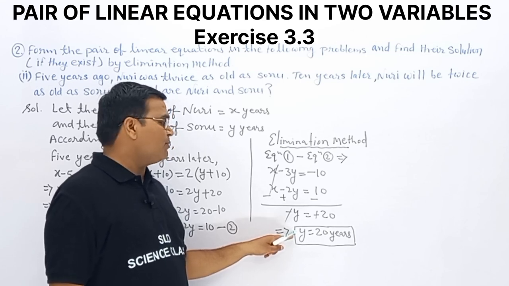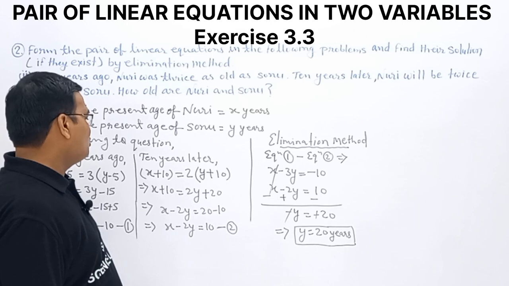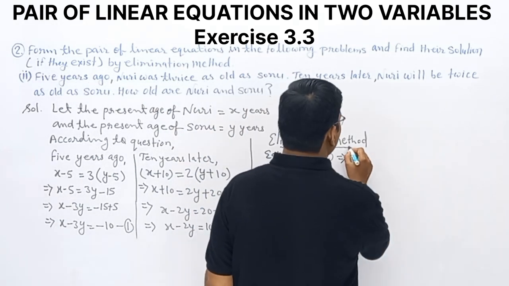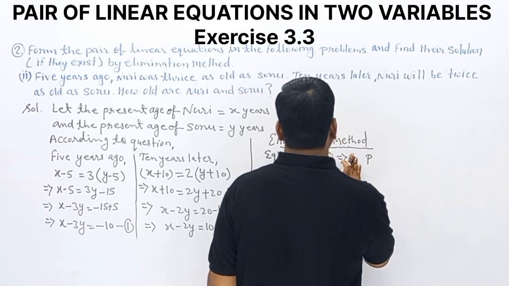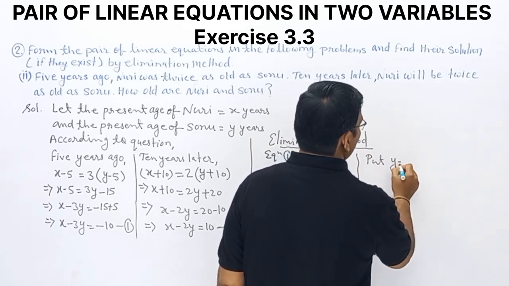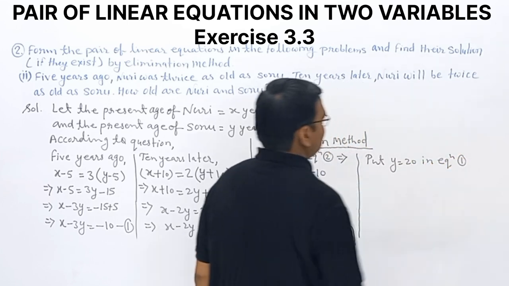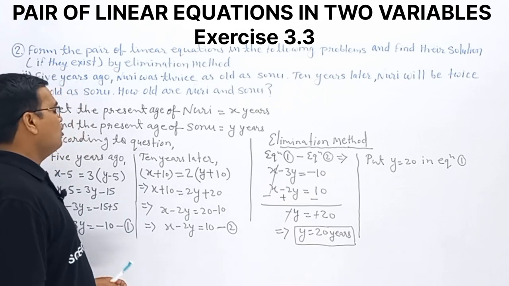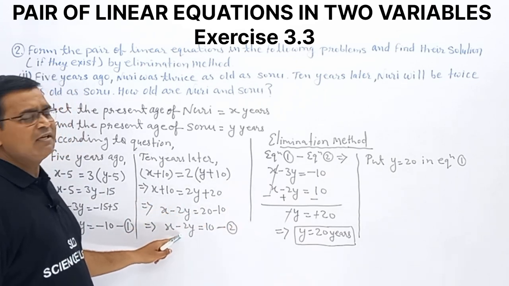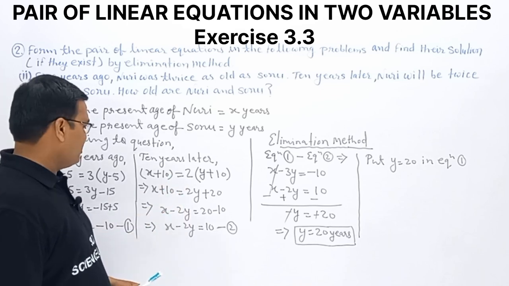Now in elimination we obtained one variable value. We will put this variable value in any one of these two equations. So put y equal to 20 in equation number 1. What are we doing? We are putting the value of y equal to 20 in equation number 1. We can also put it in equation number 2. We can find the solution of variable x.